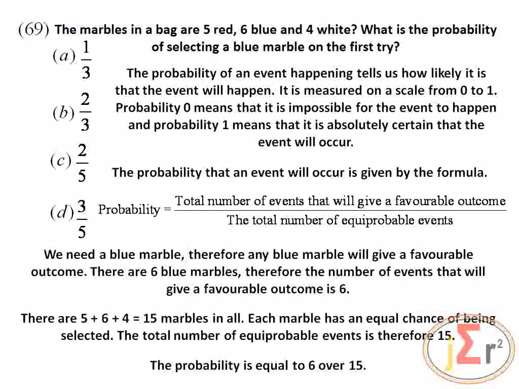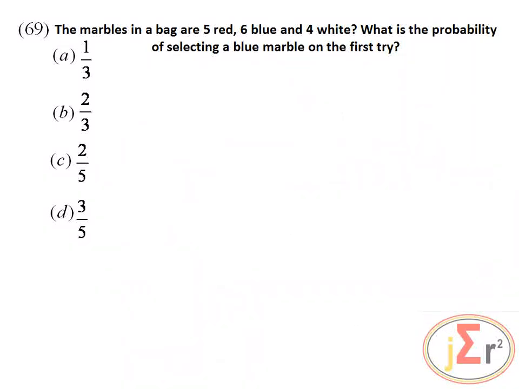So the total number of events that will give a favorable outcome is 6, because we need a blue marble, and we have 6 blue marbles. The total number of equiprobable events is equal to 15, because when we add all the marbles up, we get 15. So our probability is 6 divided by 15. There we have it, 6 fifteenths.